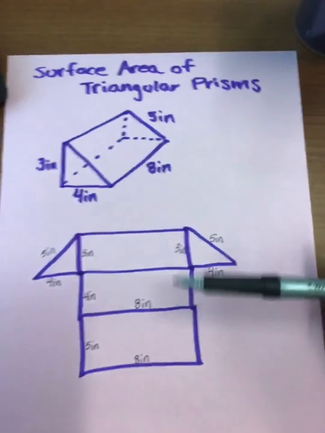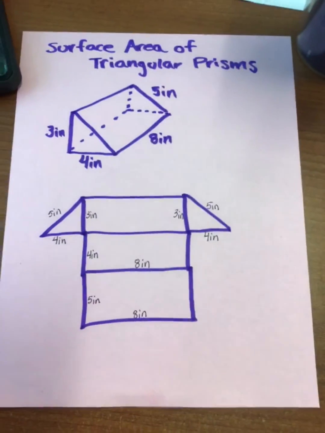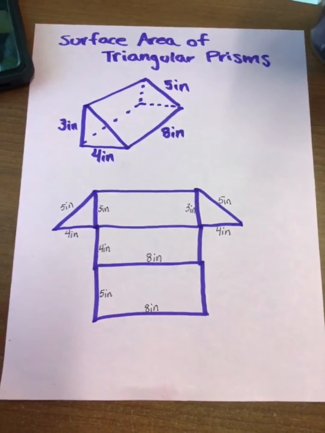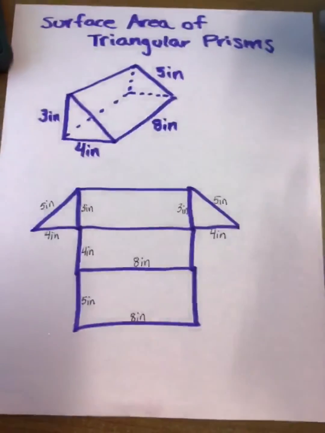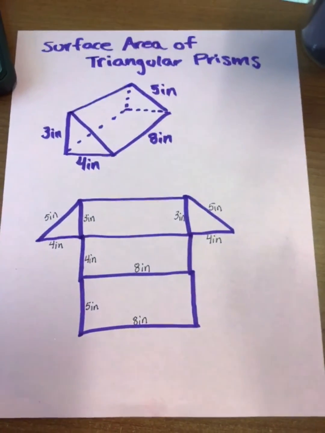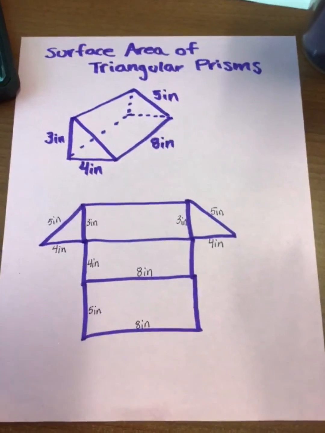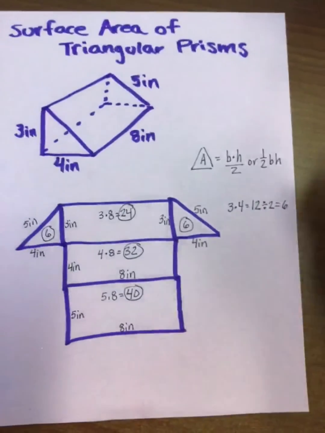Then we have to remember the equation for area of a rectangle, which is length times width. And then we also have to do the area of the triangle, which is base times height divided by 2, or 1/2 base times height. Remember, you don't ever use the diagonal when you're finding the area of the triangles. So we're going to use our equations.